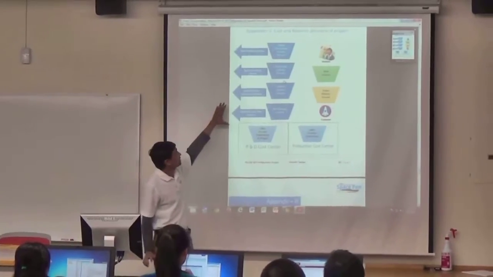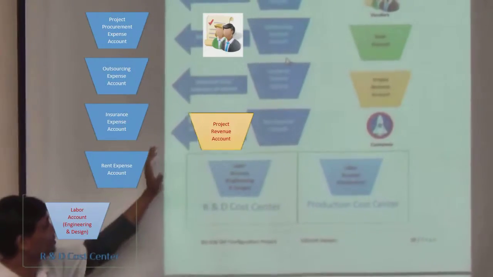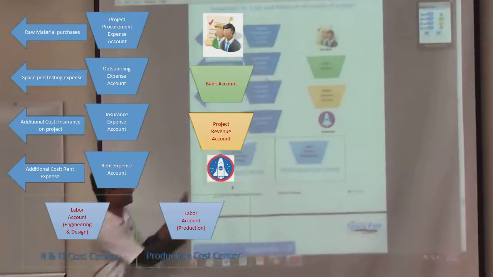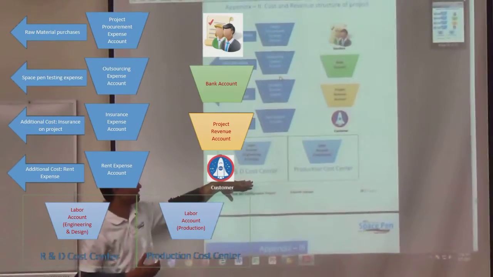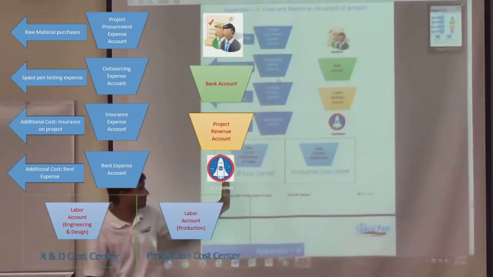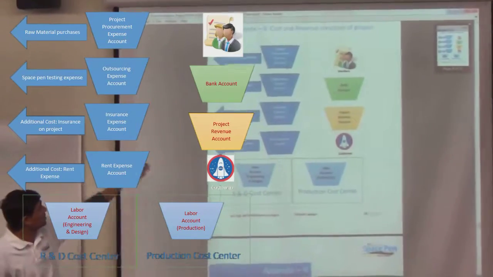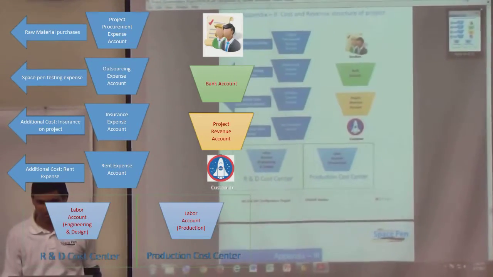Basically, my cost incurred on the project is distributed across these primary and secondary cost elements. The labor is split into two different parts. My designing and engineering is done with my R&D cost center, with an R&D work center, and then the production is done in the assembly line. And all other expenses go to primary cost elements.